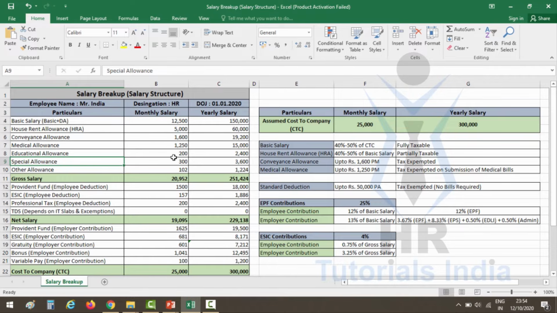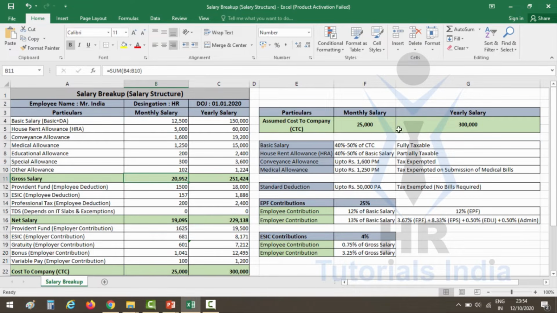Then comes special allowance. Special allowance is not exempted. Then comes other allowances. These two allowances depend upon each company, so it completely varies. The addition of all these components results in gross salary, which I have already formulated.